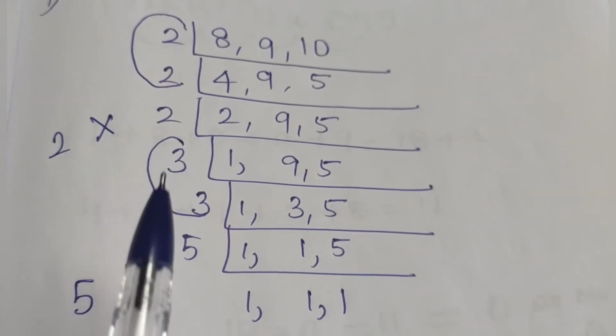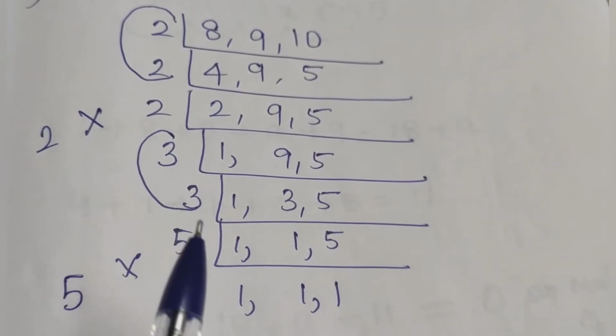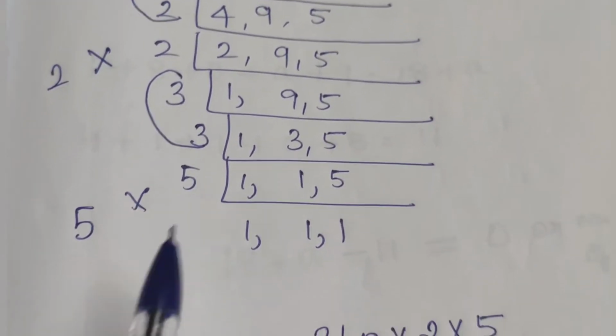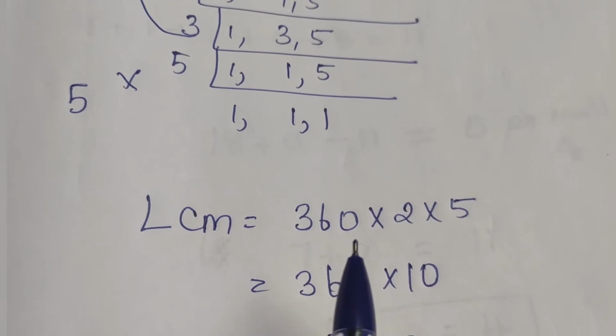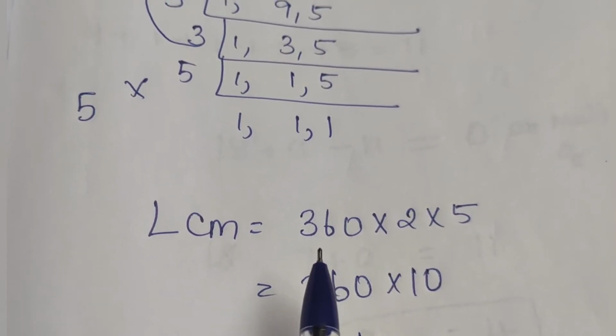So the LCM, I find the LCM of 8, 9, 10. LCM of 8, 9, 10 is 2 into 2 into 2 into 3 into 3 into 5. So I get LCM is equal to 360. But 360 is not a square number.